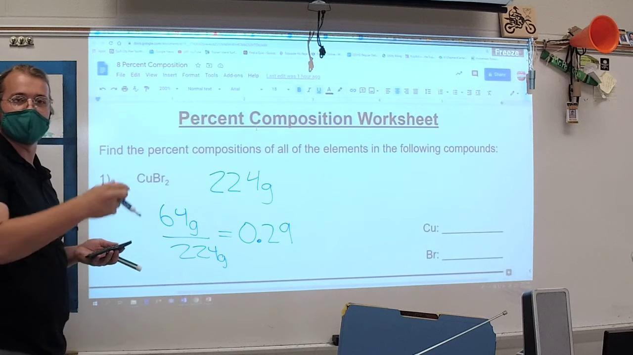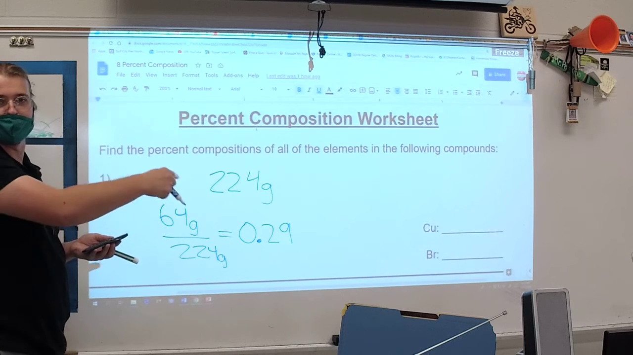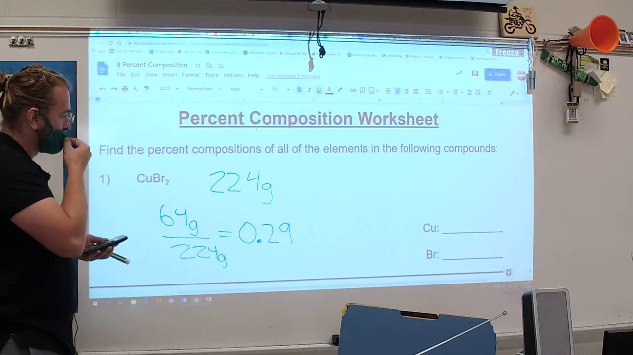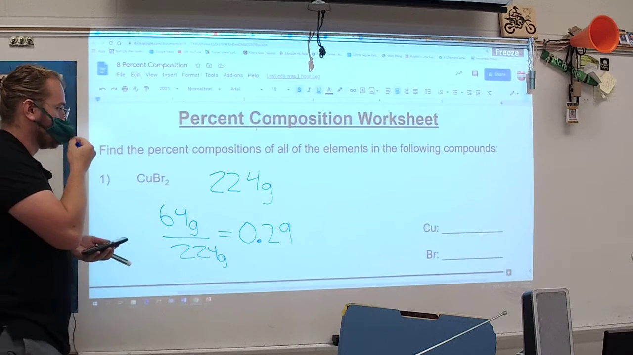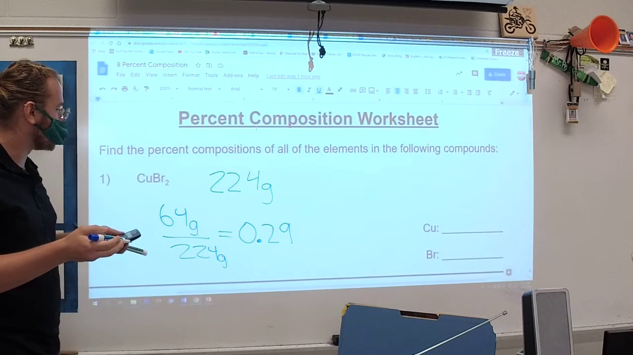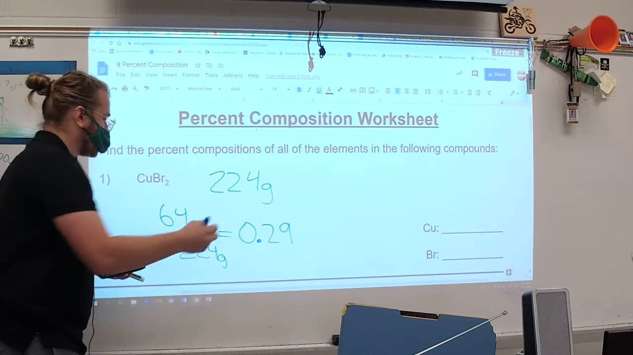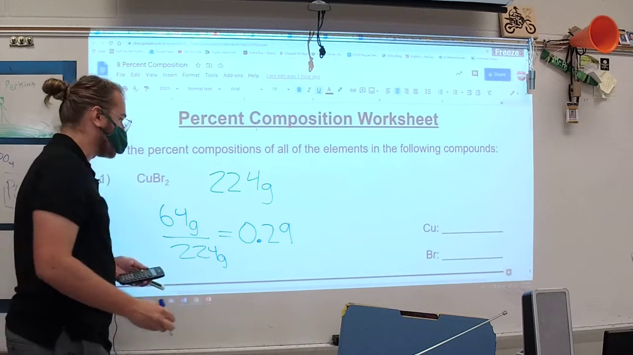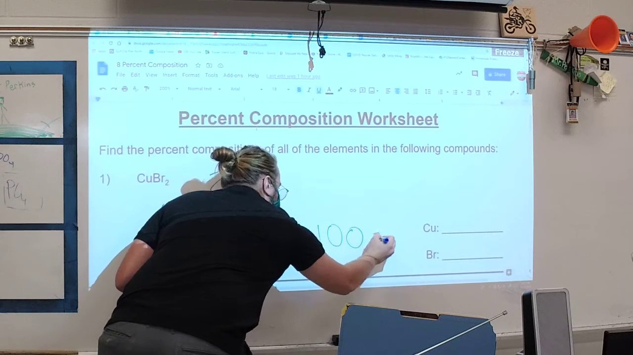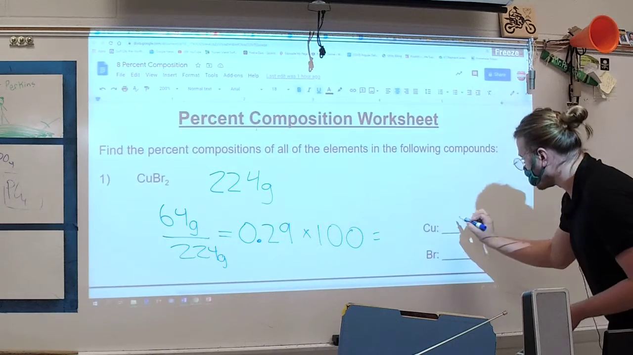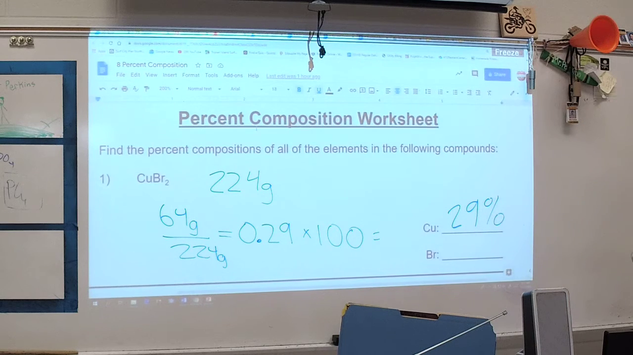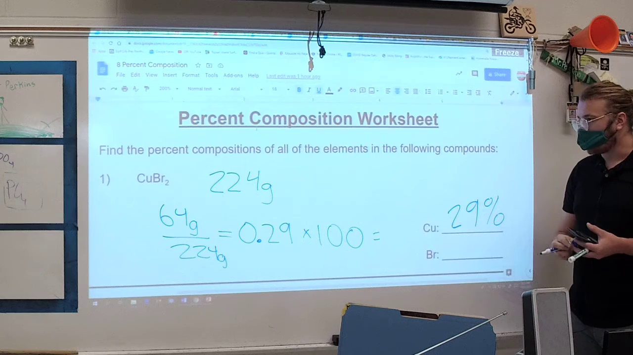Now, Mr. Perkins, do you want us to multiply by 100 to get a true percentage, or just leave it at this? Yeah, we just call it 0.29 or 29%. So for the folks at home, if you want to put a percentage sign by it, you just have to multiply this decimal by 100, and that equals 29%. It's pretty straightforward.